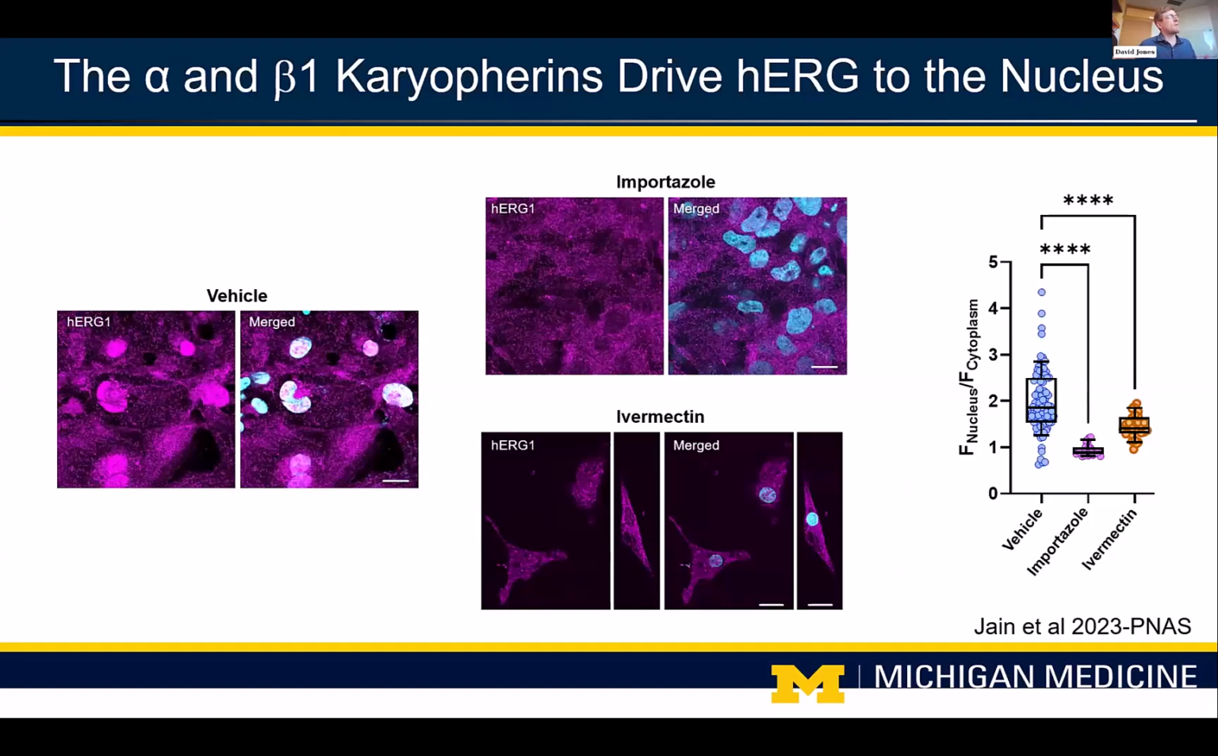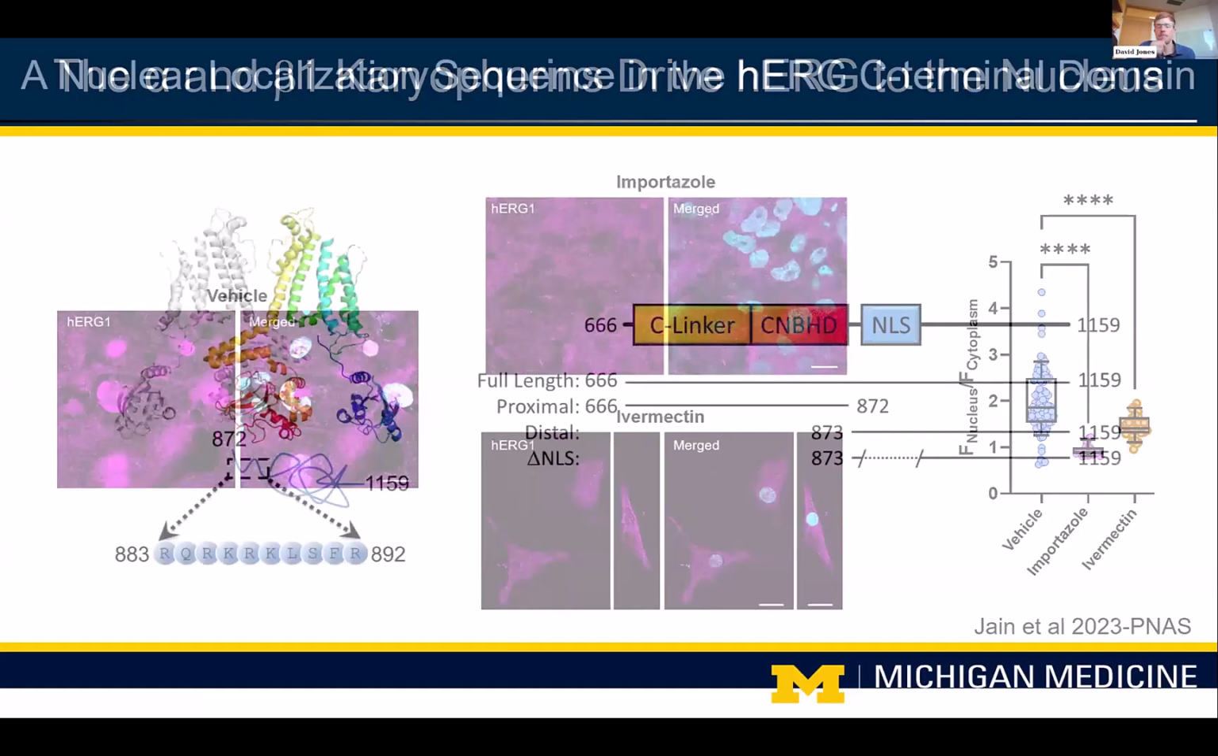We also wanted to know how that polypeptide would get inside the nucleus, and the best studied pathway is the classical nuclear localization pathway, whereby an alpha karyopherin binds to a nuclear localization sequence, and then that's bound again by a beta-1 karyopherin, which acts as an adapter protein to shuttle things through the nuclear pore complex. So we blocked both alpha-1 and beta-1 activity using importazole and ivermectin. And in the cardiomyocytes, we were able to essentially stop the targeting of the polypeptide inside the nucleus.